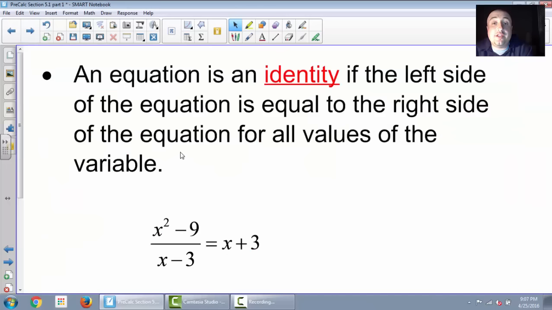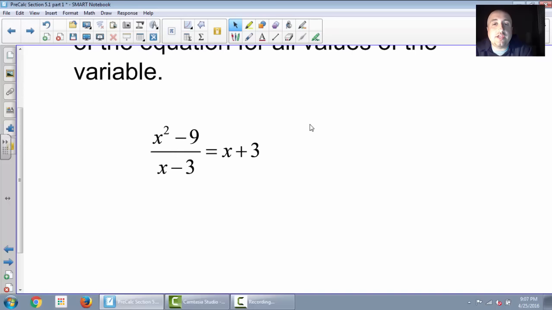All right, so first we need to know what an identity is. An equation is an identity if the left side of the equation is equal to the right side of the equation for all values of the variable. So if the left and the right work for every variable, every number you plug in, it's an identity.